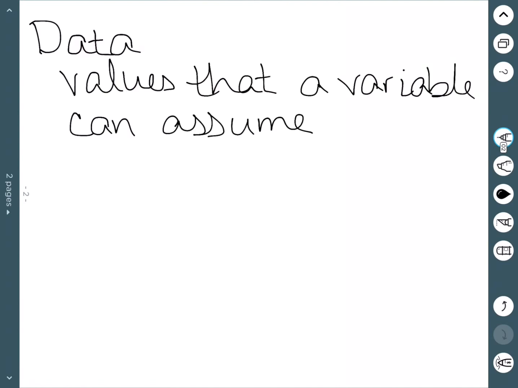Now that we have the idea of a variable, we can talk about data. Data are the actual values that a variable can assume. If we're talking about gender, we could be looking at male, female. If we want to know how much money a college student makes, this could be ranging anywhere from 0 to the highest level of graduate that makes the most amount of money, and anywhere in between. These are just anything that actually could be represented by a variable.